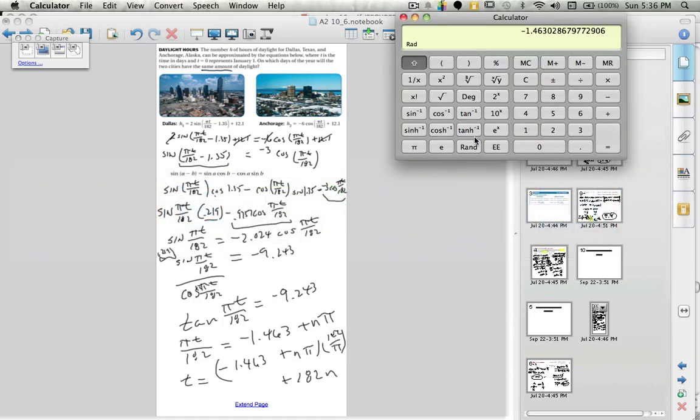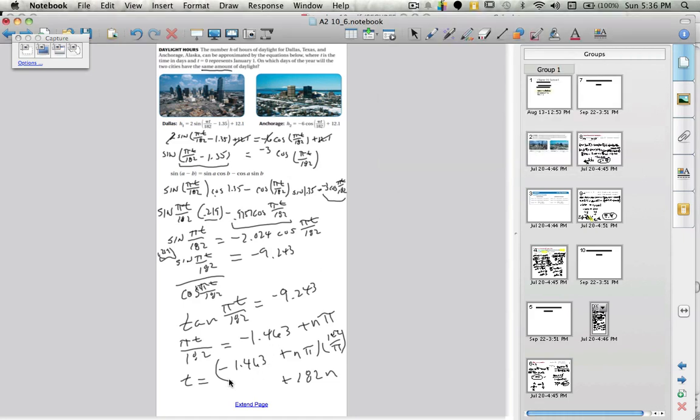So let's go back to here. There it is. So I multiply it times 182 equals, and then I divide it by pi equals. So I have negative 84.76. Whew. All right. That was a lot of work.